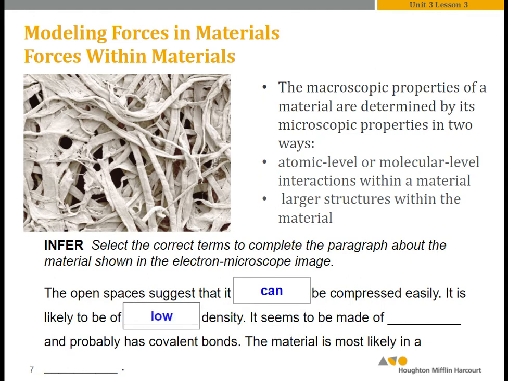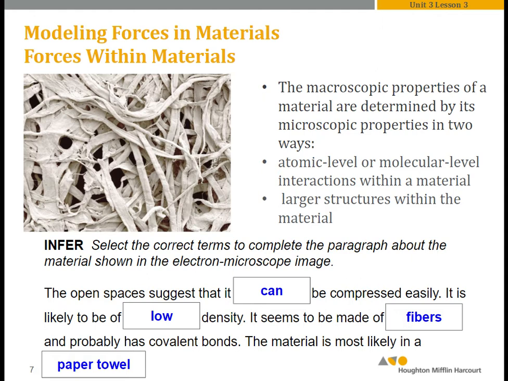It's likely to be of low density because it has a lot of open space within it. And it seems to be made of fibers, and it probably has covalent bonds in those fibers. This material is most likely in a paper towel. There were some options in your Explore Explain, and the most reasonable one is paper towel. The open spaces and irregular structure suggest fibers and a compressible structure of low density.